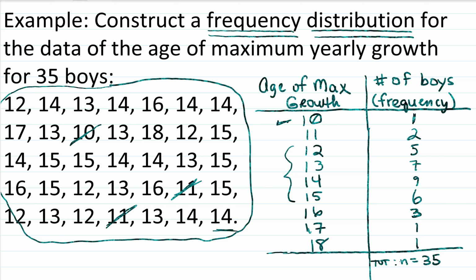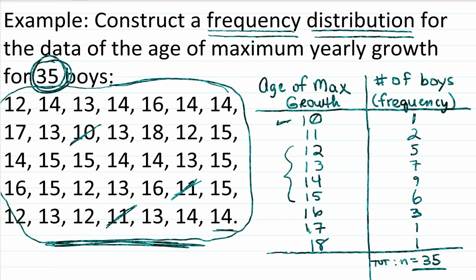The sum of the frequencies, which we said was 35, is equal to the original number of data items. So we said that there were 35 boys and 35 data items there. So that's why we get that same value, 35.